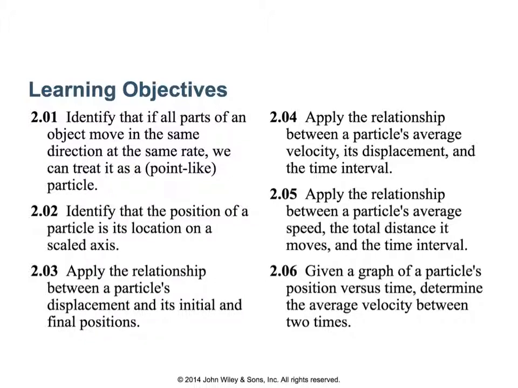And we're going to identify that the position of a particle is its location on some scaled axis or some coordinate system, and we're going to apply the relationship between a particle's displacement and its initial and final positions. We're also going to apply the relationship between the particle's average velocity, its displacement, and the time interval, and apply the relationship between a particle's average speed, the total distance it moves, and the time interval. And finally, given a graph of the particle's position versus time, we'll determine the average velocity between two times.